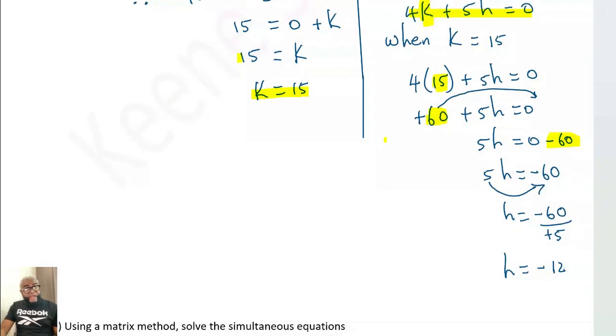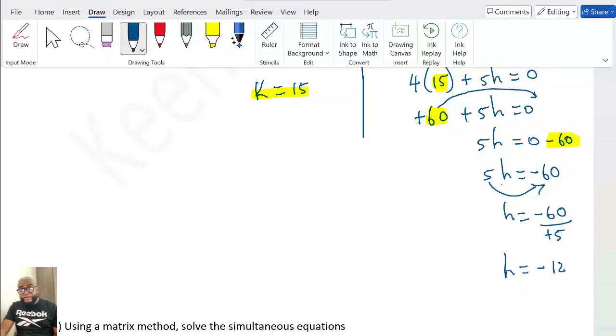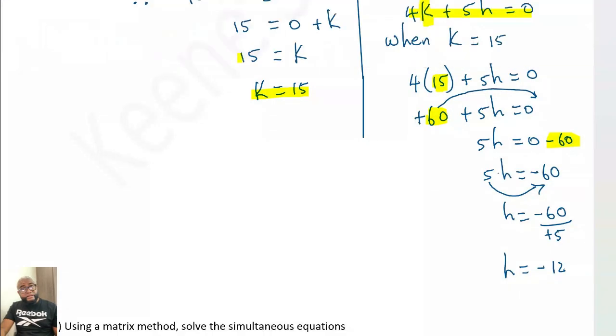Right? I take the 5 here because what is understood between this 5 and this h, Chantal? What operation is understood here? There's no operation. So what is understood? Multiply. The opposite of multiply is to divide. So that's why when I carry the 5 to the right, I divided it. Right? So h is equal to negative 60 divided by 5, positive 5, and I would get negative 12.